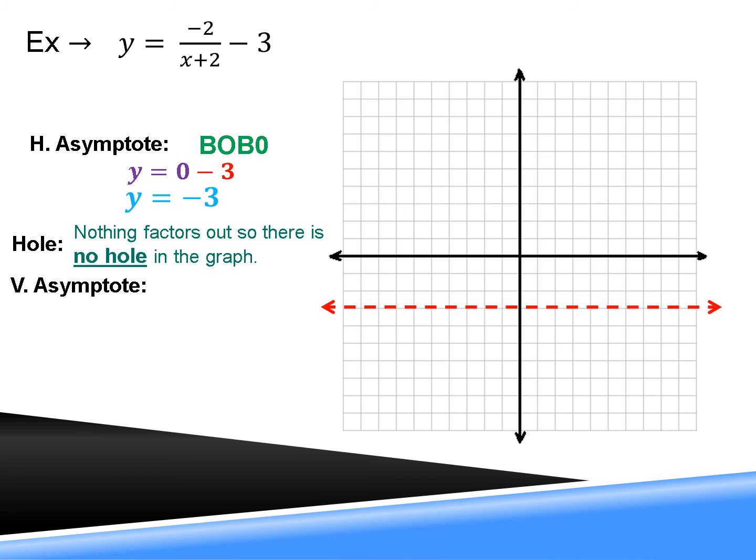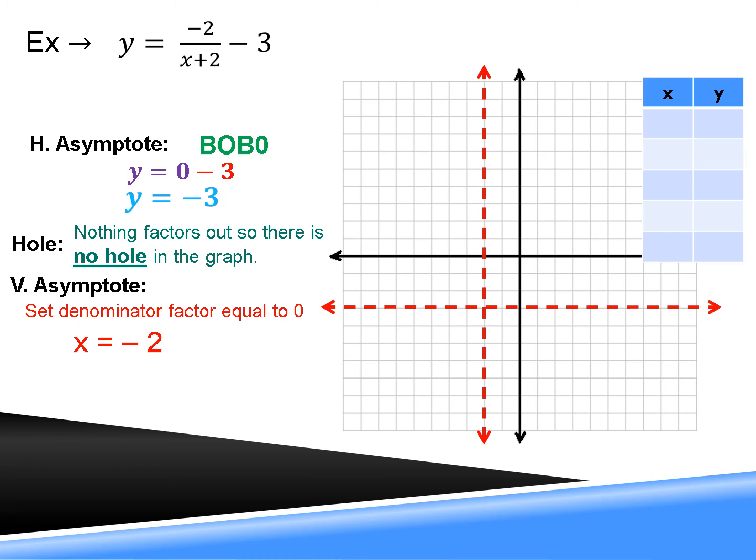Let's talk about vertical asymptote. It didn't simplify, so I look back to my original function and I'm like, oh my goodness, x plus 2. So x plus 2 equals 0, so x equals -2. Now we're ready to come up with our table of values.